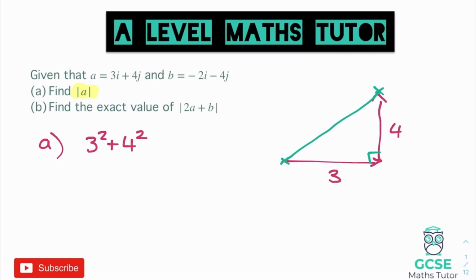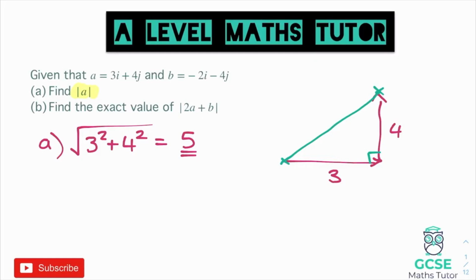Now, rather than doing this in 2 steps, let's just stick our square root right over the top, and there we go, we can stick that straight into the calculator, and we get the answer of 5. So the magnitude of the vector a is 5, or in other words, it travels an actual distance of 5 units, whatever those units may be.